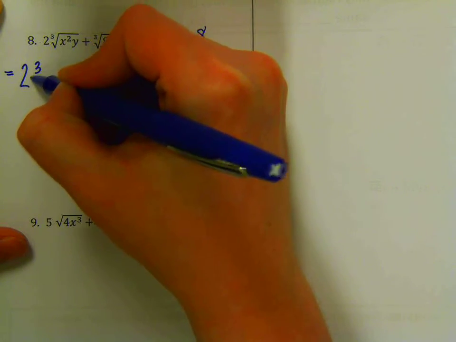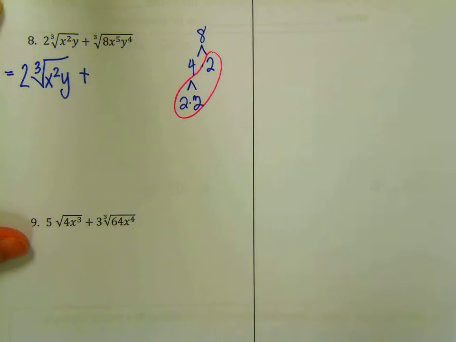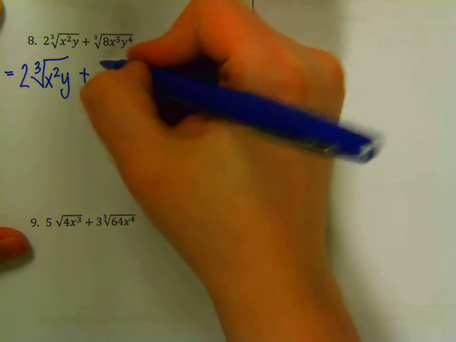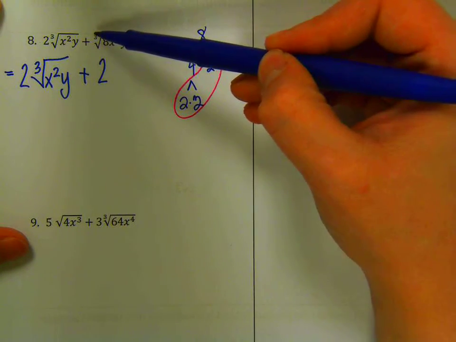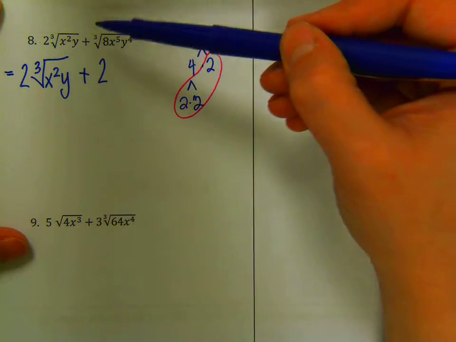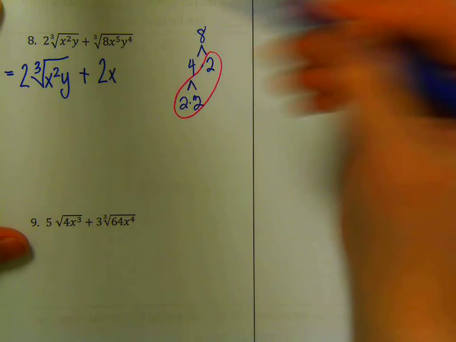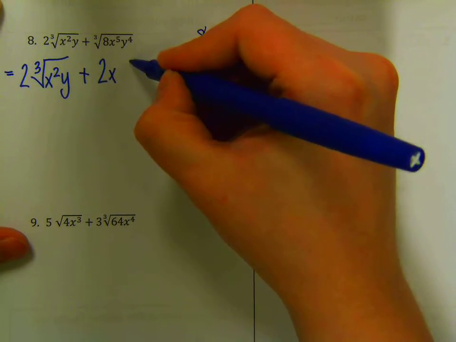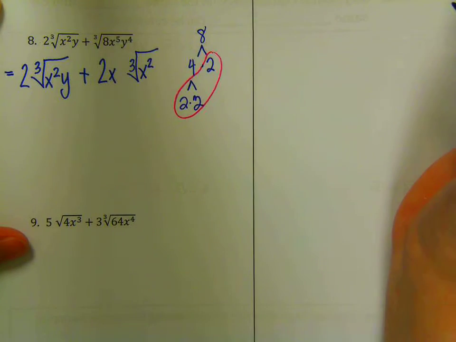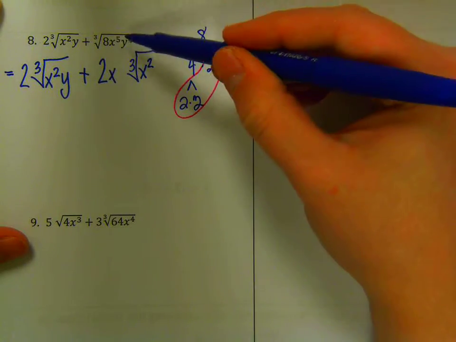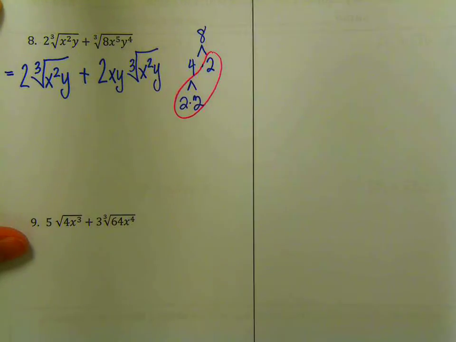So 2 cubed root of x squared y can actually simplify. So I took out a 2, so let's bring that out. And then we need to come up with what my variables are going to be. So 3, which is my index, can go into 5 one time. So I'm going to write x once. But underneath the radical, I'm still going to have 2 left over because that would be my remainder. And then 3 goes into 4 one time, and there'll be 1 left over as my remainder, so that gets put underneath.